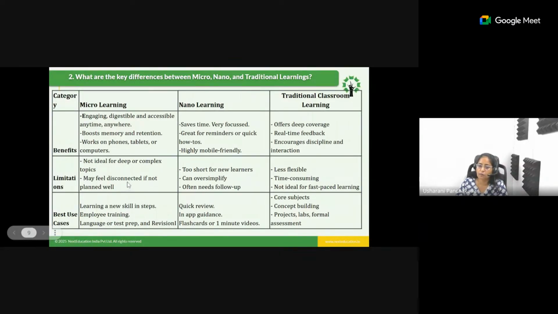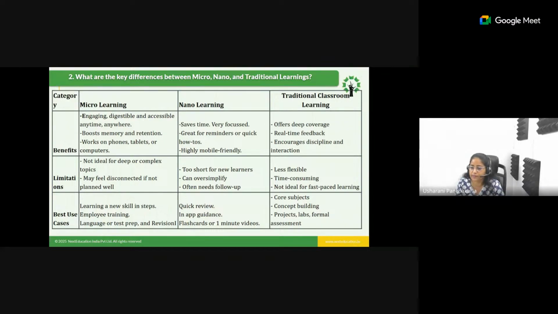If the concepts are not planned properly, because we call them modules, module 1, module 2, module 3, this is what you are supposed to cover in this topic so that you become a master in that particular expertise or subject. And nano learning is too short for new learners, because if the learner has no knowledge of it at all and goes through the video, he will not get any head or tail of it, so he will be lost. It can oversimplify and often needs a follow-up. He needs a second video that explains that, or prerequisite knowledge required to explain that. Maybe a post video is also required to get the complete gist of it.